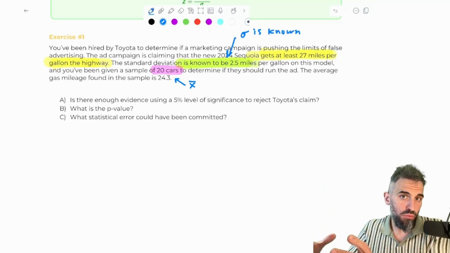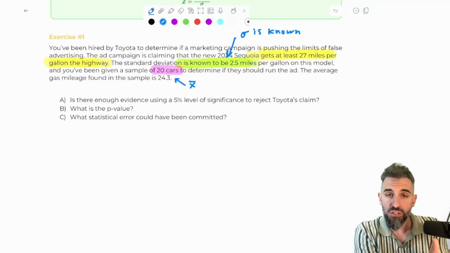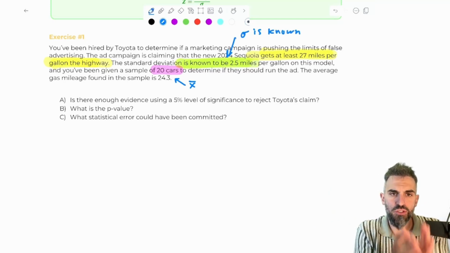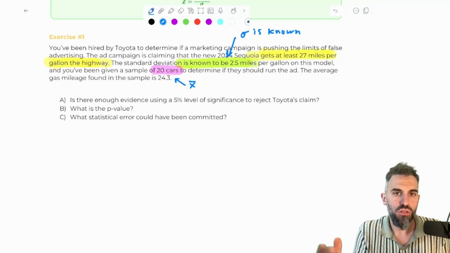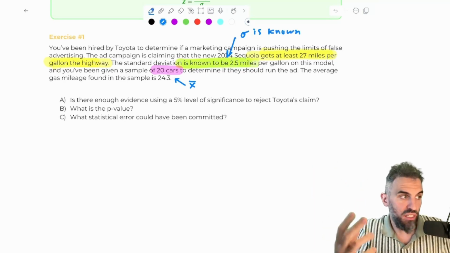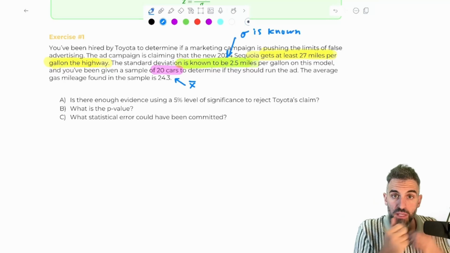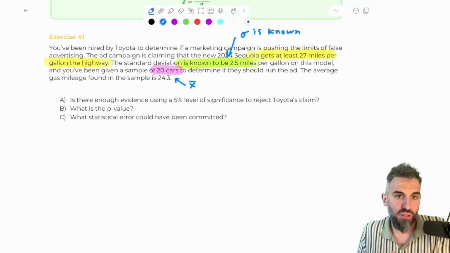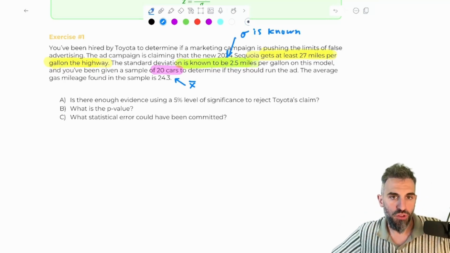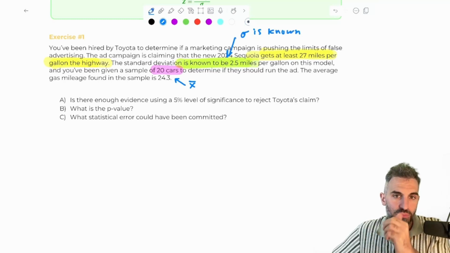You go and take a sample and you test it for whatever it is you're interested in. And you look at the number. So we're saying here we're testing gas mileage. The claim was about gas mileage. So I went and took a sample of 20 cars and I measured their gas mileage. And I found the average gas mileage was 24.3. Now that's below the 27 that they're claiming, but we don't want to come to a conclusion yet, right?